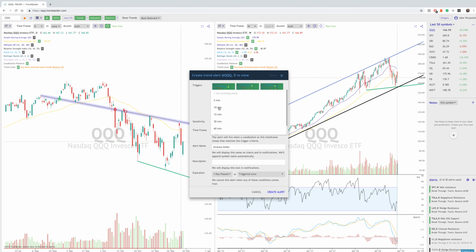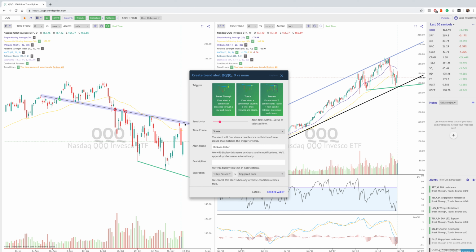We'll do it for the 5-minute candle. So that means if the 5-minute candle breaks through, touches, or bounces in this purple area, I will be alerted through my mobile device and email. So instead of kick-ass Keller, let's do channel resistance. These are all randomly generated alert names. You'll see some very interesting ones if you use the system. We'll just say a test of channel resistance above. We'll have it expire in 7 days, or if this is tested 3 times.